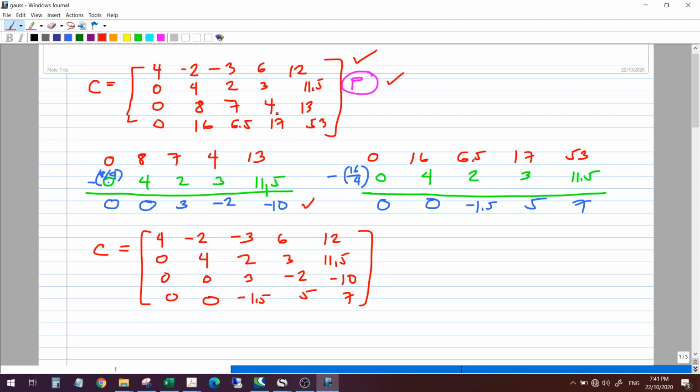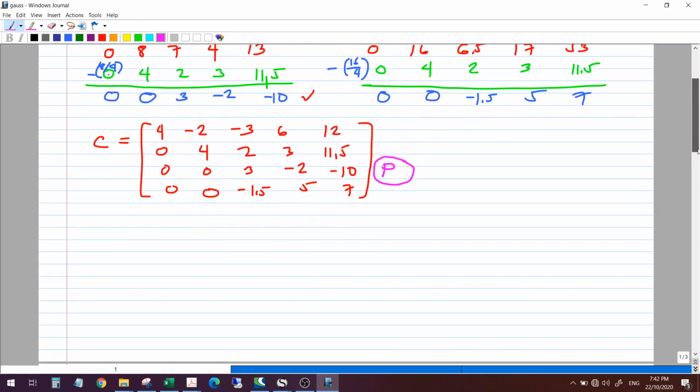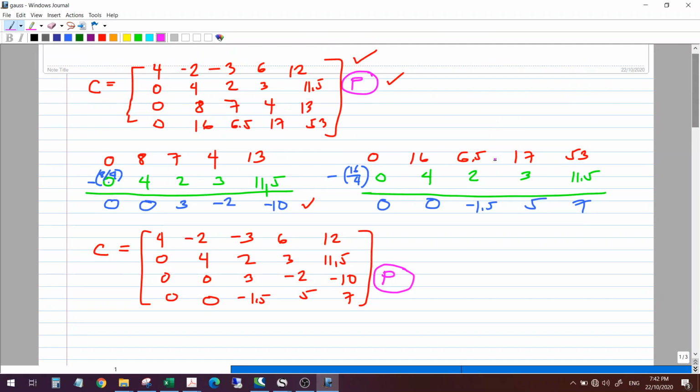Alright, now we're done with the second row as the pivot. Now let's proceed with the third row as the new pivot equation. So this is now our new pivot equation. So doing the same process. Okay, let's write that down here.